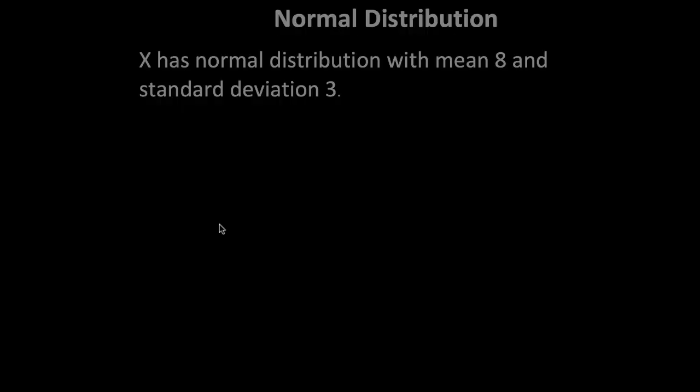Now consider this example. X has a normal distribution with mean 8 and standard deviation 3. The first number always represents the mean, which is mu. The second number always represents the standard deviation, which is sigma.